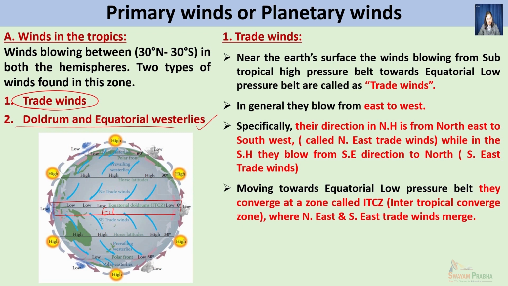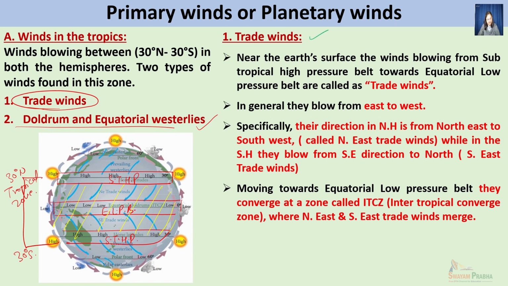So you have the equatorial low pressure belt and you have the subtropical high pressure belt in both hemispheres. This is the tropical zone, which extends between 30° north and 30° south. And the winds blowing in these regions of the world are called tropical winds. And first among them are trade winds.